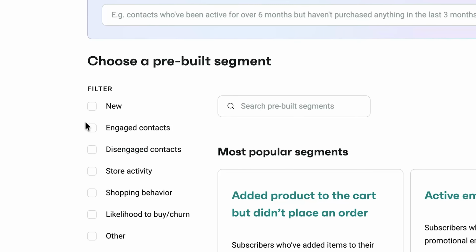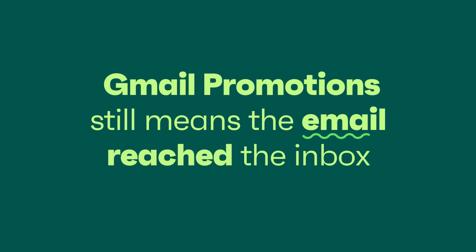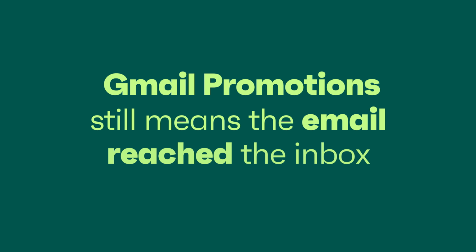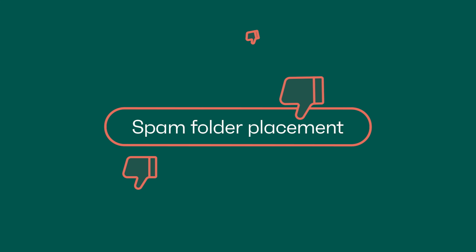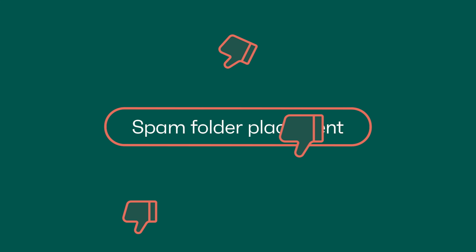Also, check the actual folder placement. Gmail promotions still means the email reached the inbox. Spam folder placement needs deliverability work. How to fix Shopify Omnisend sync.